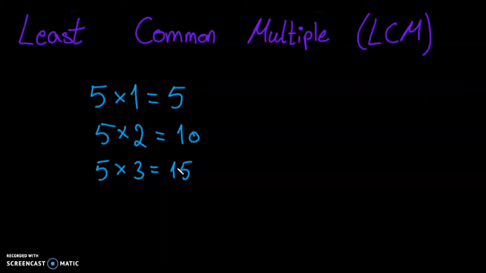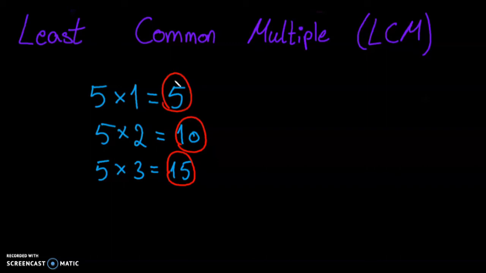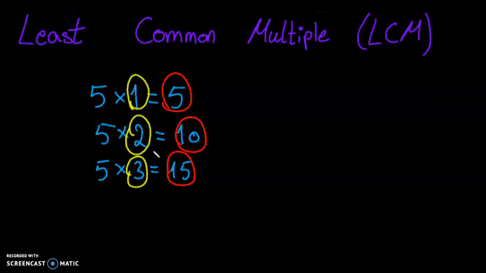So a multiple, these are all multiples of 5, is the number we get when we multiply by another number. So here, we're multiplying by 1, then we're multiplying by 2, then we're multiplying by 3, and so on.